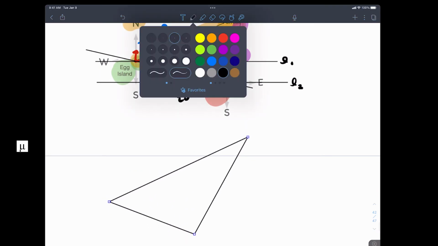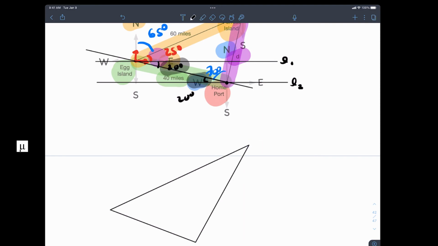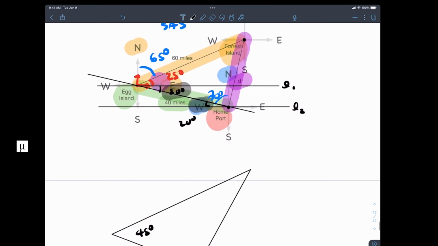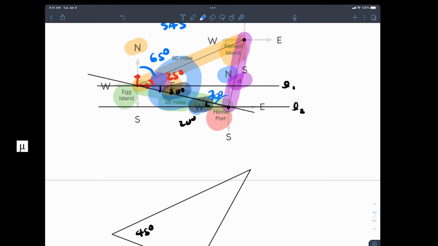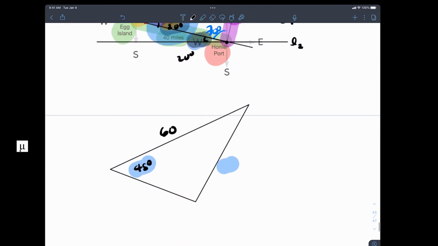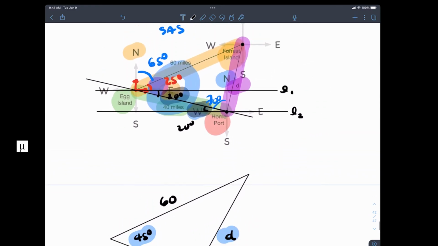What goes in here? Do you guys know? It's not a great picture, but that's 45. Is that right? How do we know it's 45? Because we found 20 plus 25 is 45. We're going to find D here. And then this was 60. And down here is what? 40. Is that right? So here's D. So it's not the best picture.